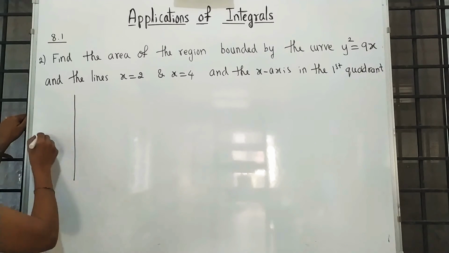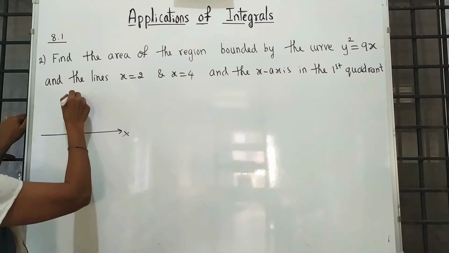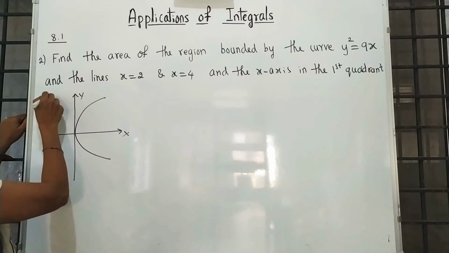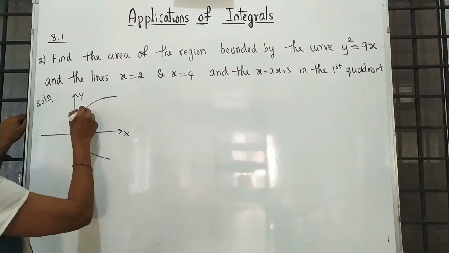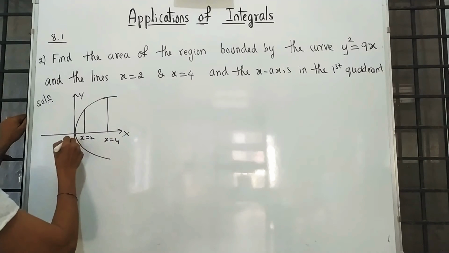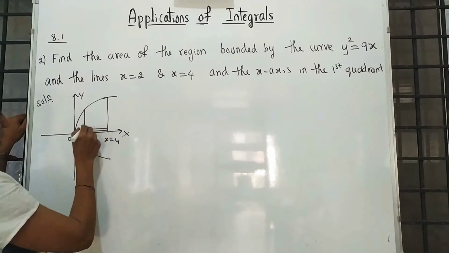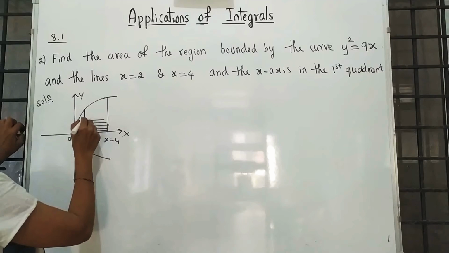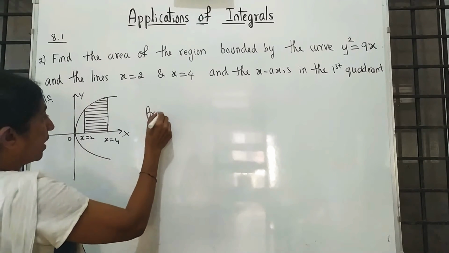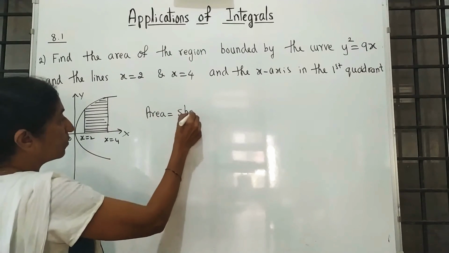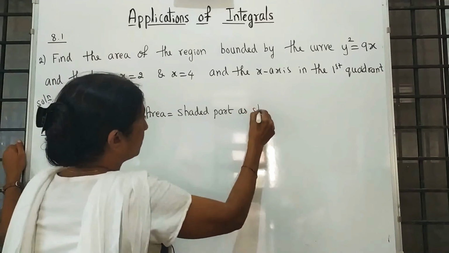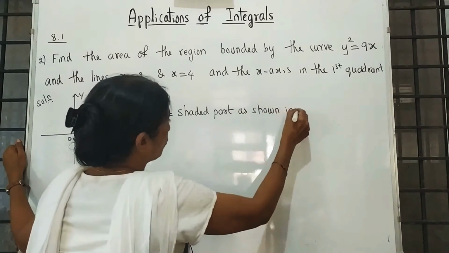Again, the parabola is in the same direction. It is in the positive direction of the x-axis. And the lines are x is equal to 2 and x is equal to 4. So this shaded part is the required area. Required area is equal to the shaded part as shown in the figure.